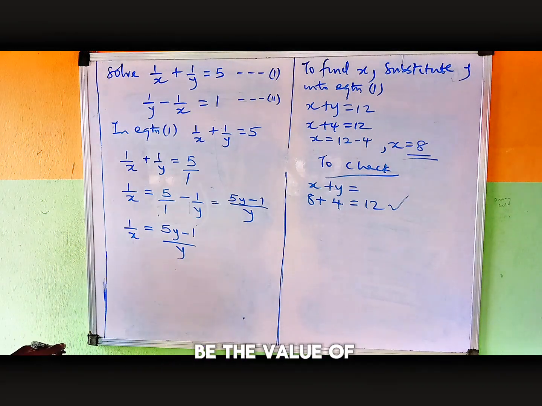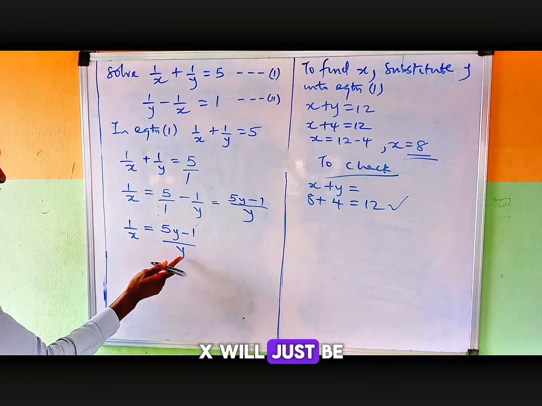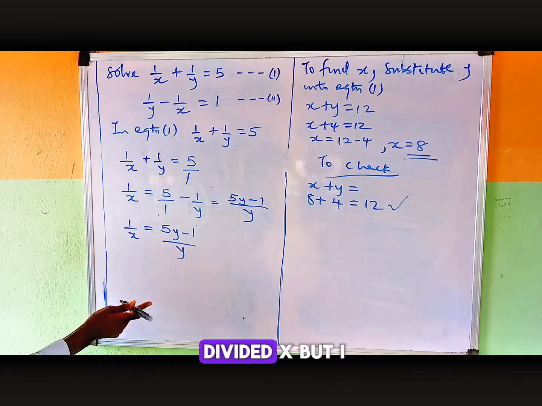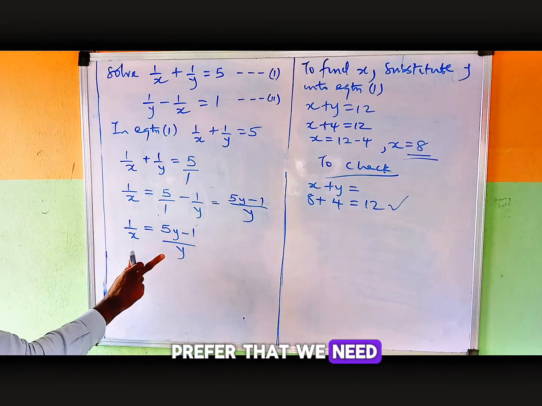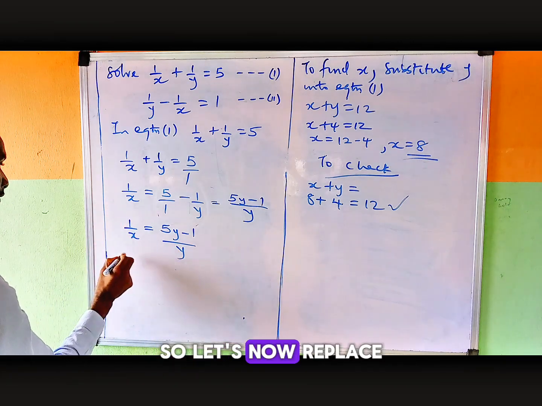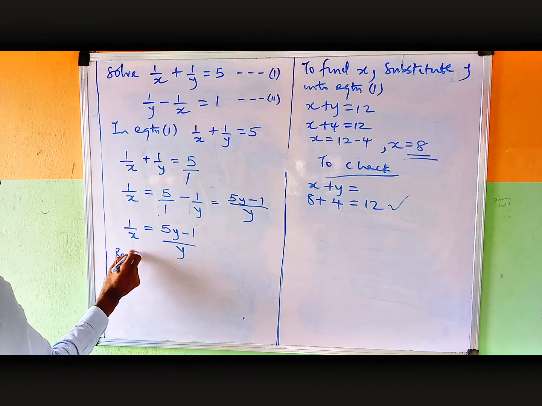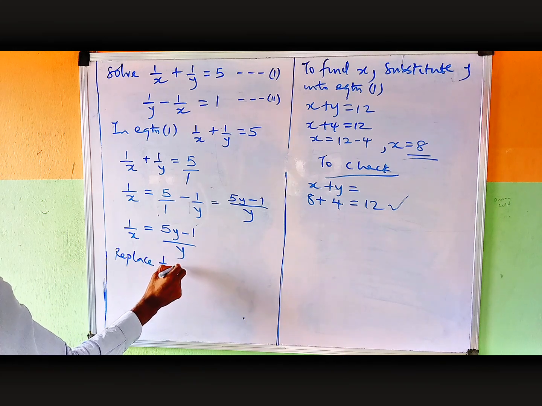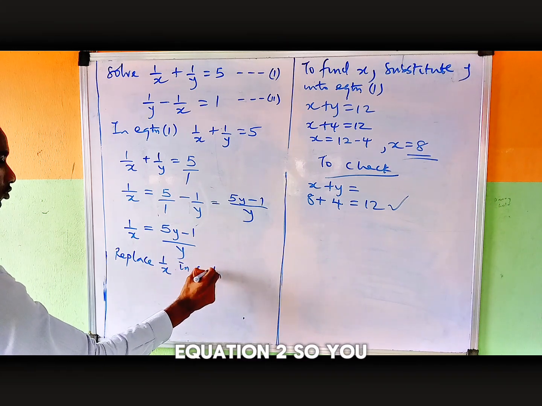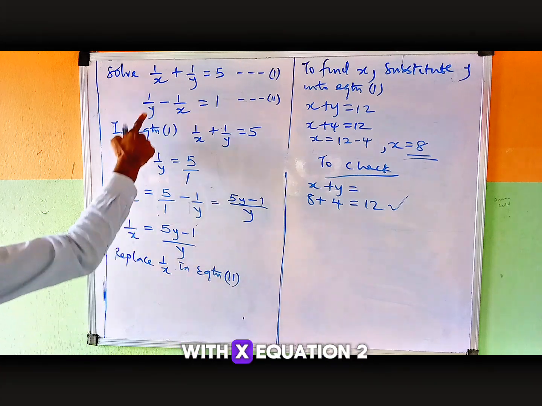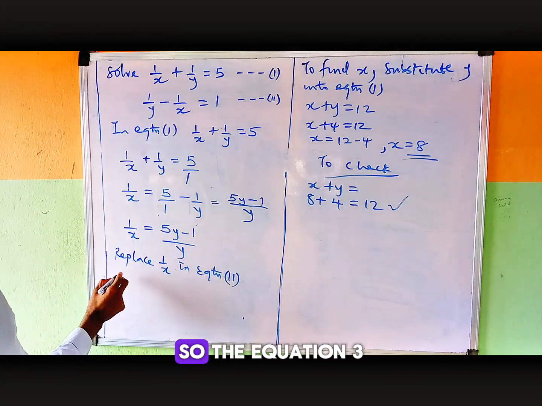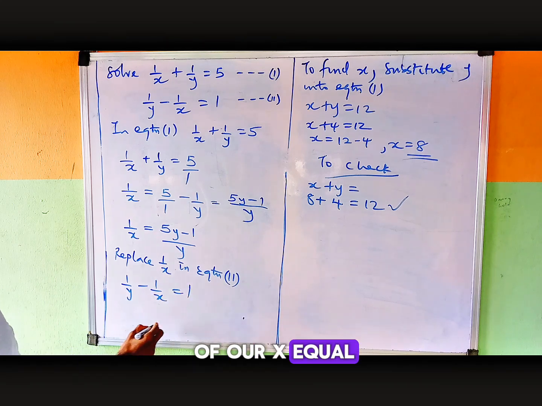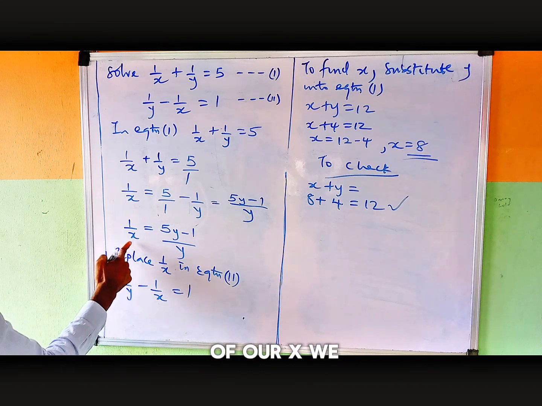So what's going to be the value of your x? Your x will just be the inverse, because the inverse of this will also give you the value of your x, but I prefer that we leave it this way. So let's now replace 1 over x in equation 2. You want to replace 1 over x in equation 2 with this value. So equation 2 is what? 1 over y minus 1 over x equal 1. So instead of 1 over x, we replace with this value.